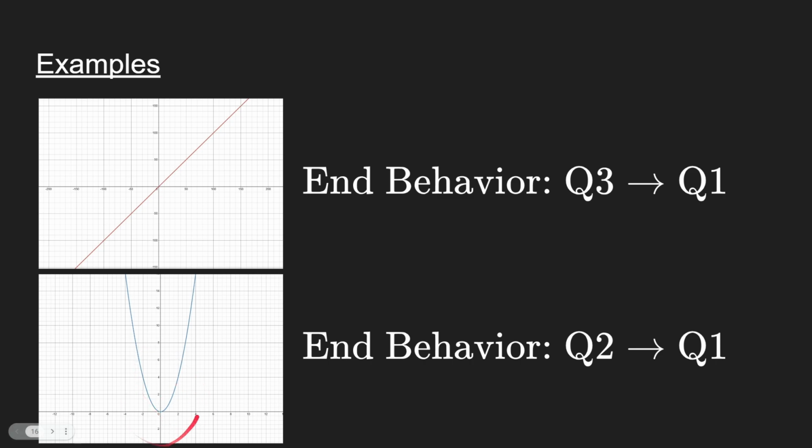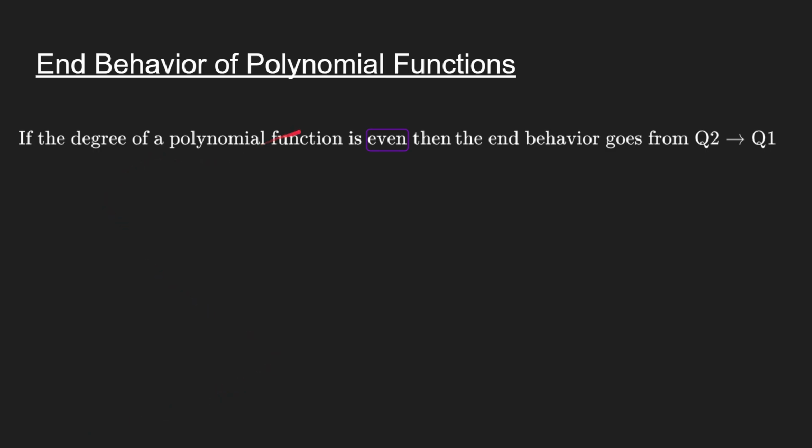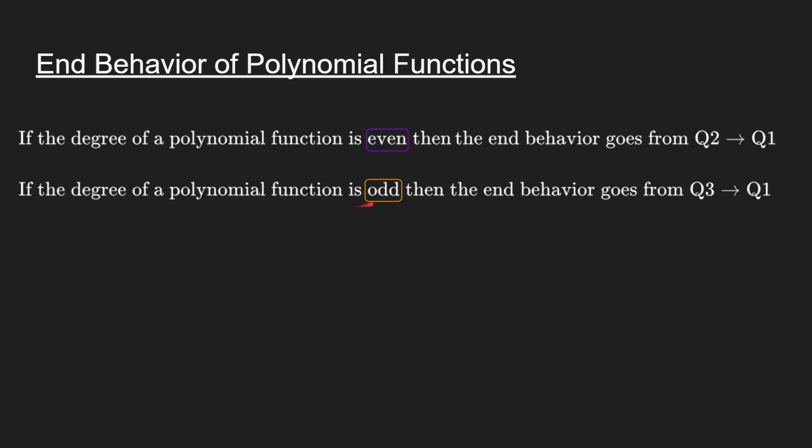Let's move on to the end behavior of polynomial functions. What we talked about is end behavior of just functions that we know, but what about for polynomial functions? If the degree of the polynomial function is even, so if you remember, degree is basically the highest exponent on the variable, then the end behavior goes from quadrant 2 to quadrant 1. Now, if the degree of the polynomial function is odd, then the end behavior goes from quadrant 3 to quadrant 1. So basically, if the highest exponent is odd, it goes from quadrant 3 to quadrant 1. But if the highest exponent is even, then we go from quadrant 2 to quadrant 1.